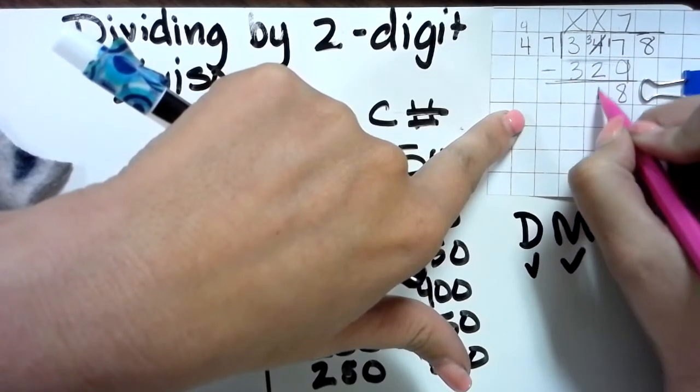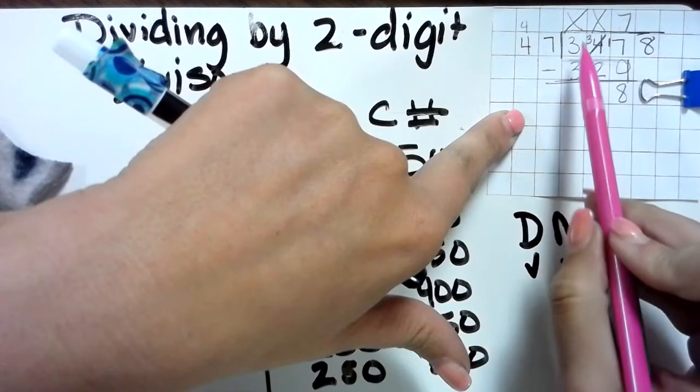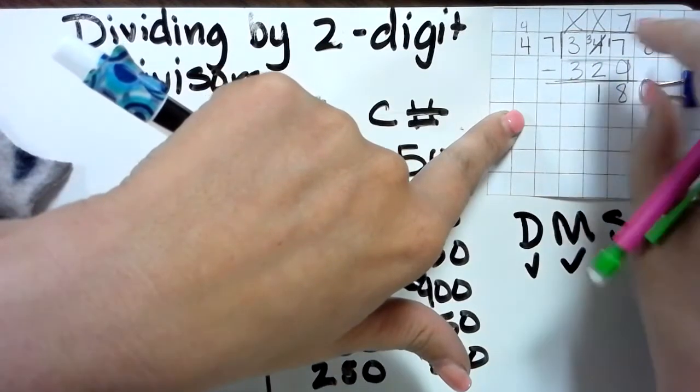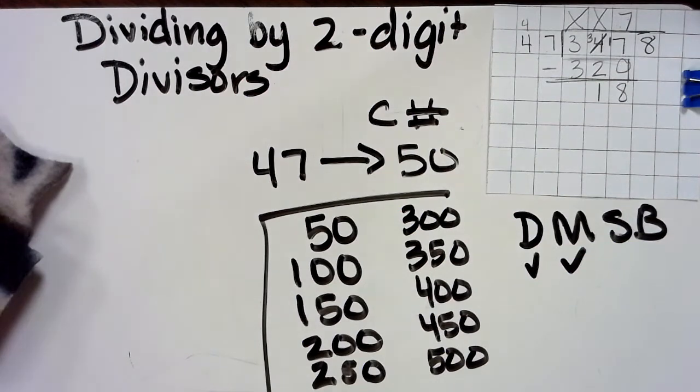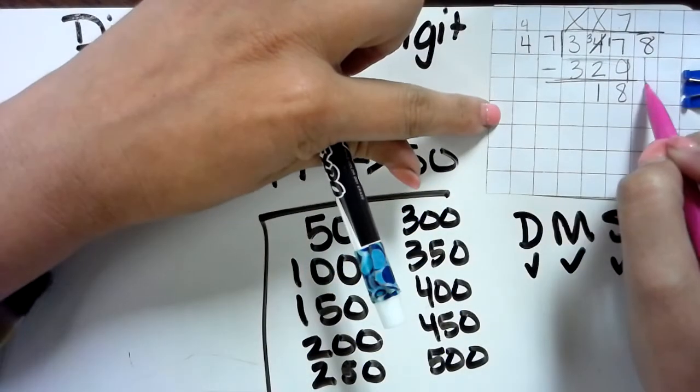3 minus 2 is going to give me 1. And then the 3 minus 3 is 0 there. Okay. I'm going to flip this out of the way. So then I've subtracted. Now I've got to bring down that 8.